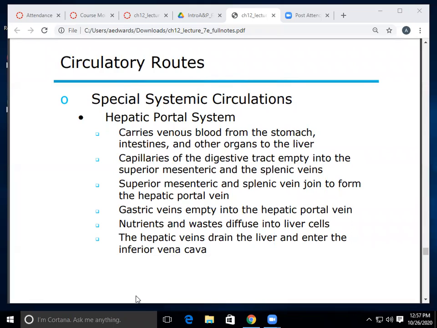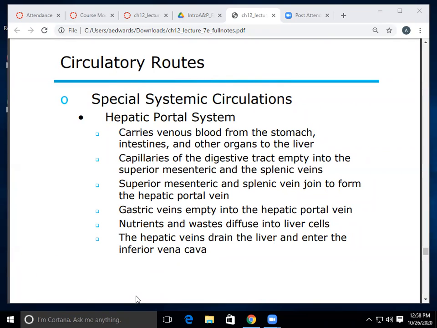All right, so the hepatic portal system. So this is a special type of systemic circulation. It's going to carry venous blood from the stomach, intestines, other organs into the liver, right? Because this is a hepatic portal system. So it's hepatic, so it goes to the liver.